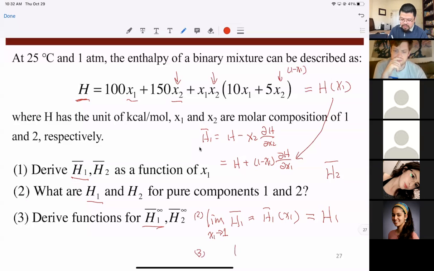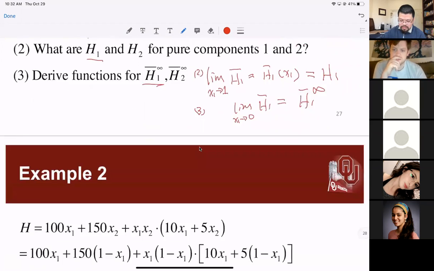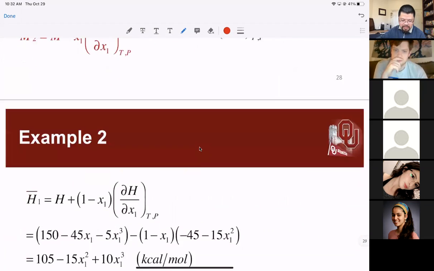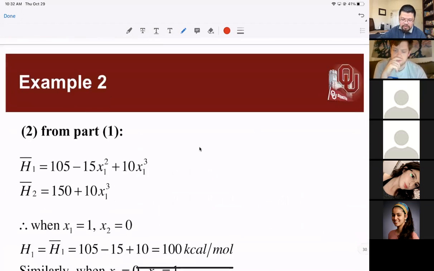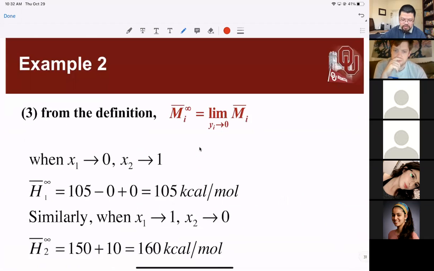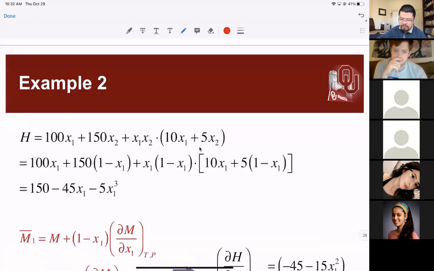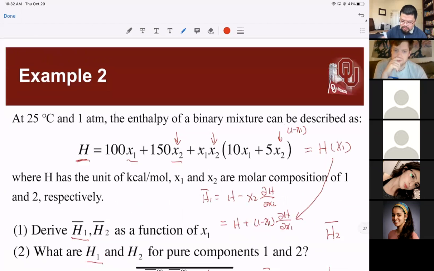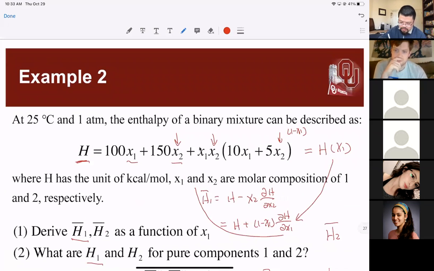If x1 goes to 0, this is the quantity at dilute. Okay? That makes sense. So that's all I have, and I leave you to read the solution and figure out what is going on. It's nothing special, but we are simply utilizing this equation. So the whole lecture is almost entirely based on this equation.